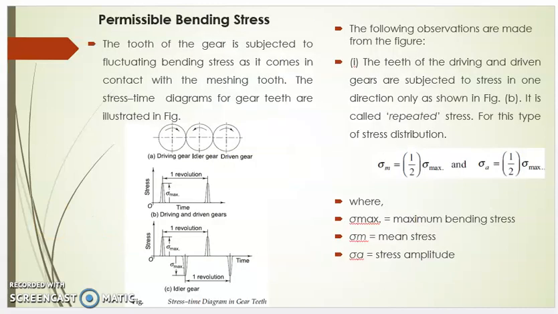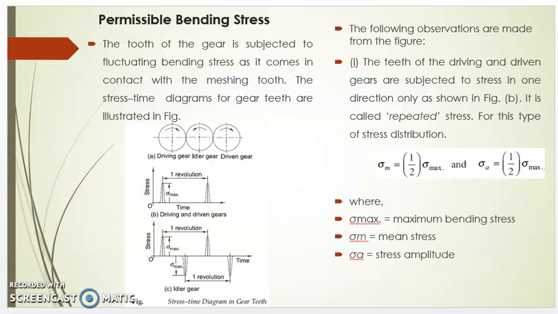Now we will see permissible bending stress. The tooth of the gear is subjected to fluctuating bending stress as it comes in contact with the meshing tooth. The stress time diagrams for the gear tooth are illustrated in the figure. The following observations are made from the figure. First, the teeth of the driving and driven gears are subjected to stress in one direction only, as shown in figure B. See that the stress is in only one direction. It is called repeated stress.